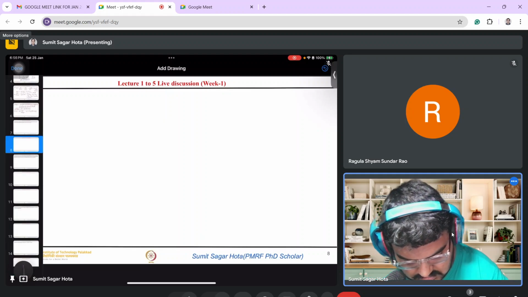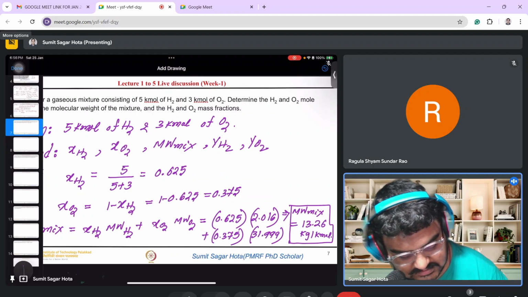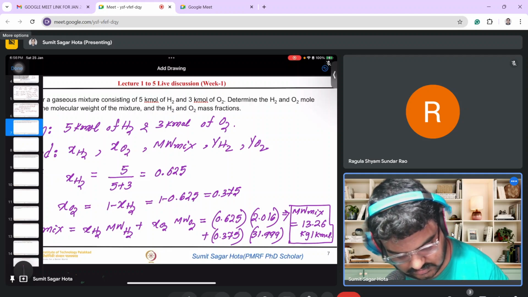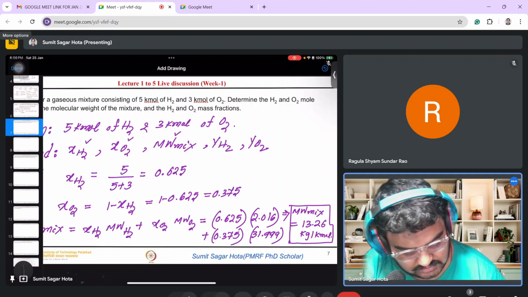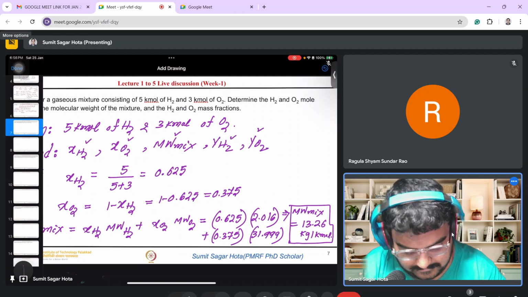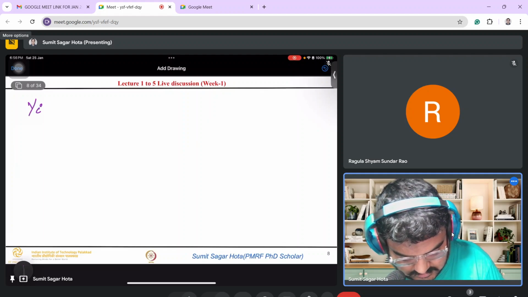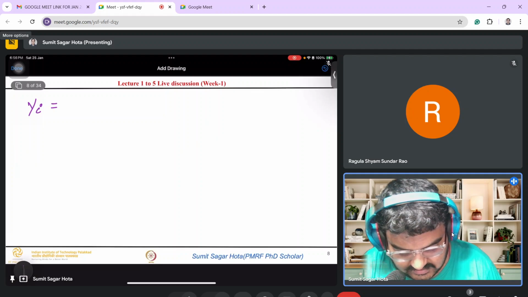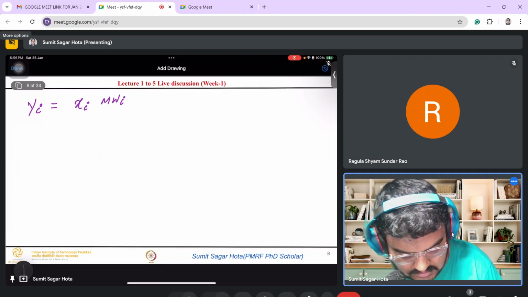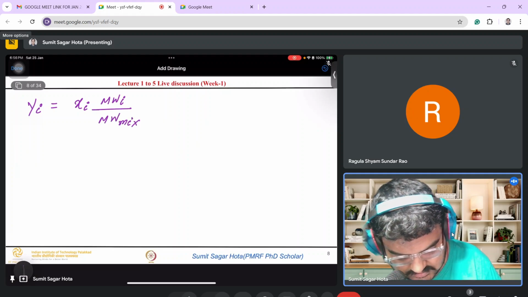So next, what are the things we need to calculate? We need to calculate the mass fraction of H2 and mass fraction of O2. So three things are done. Next we calculate y of H2 and y of O2. The formula for mass fraction is chi i times molecular weight of i divided by molecular weight of the mixture.